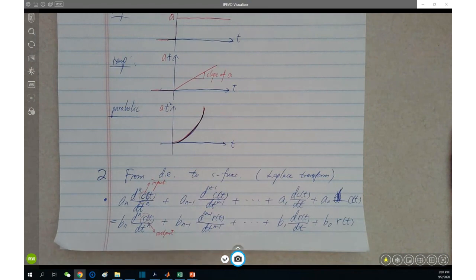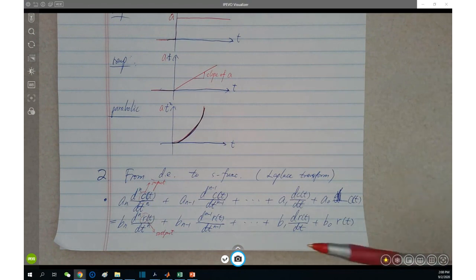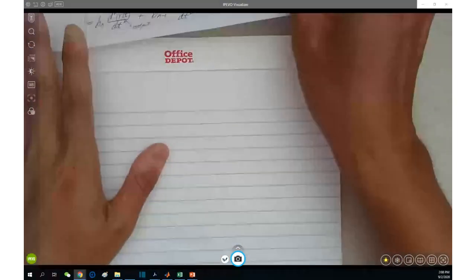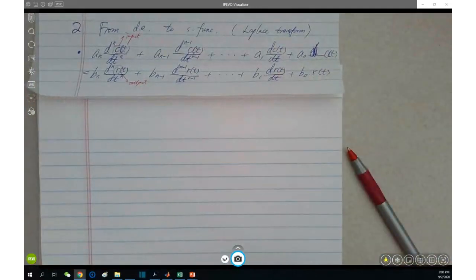Of course, it might be the other way around: this one is output, this one the input. It all depends on how you define them. So one is input, another is output, both in terms of time t. The differential equation relates the input derivatives with respect to t to the output derivatives with respect to t. This is the generic differential equation describing a given system. So now what matters is the result of the Laplace transform on this generic differential equation.